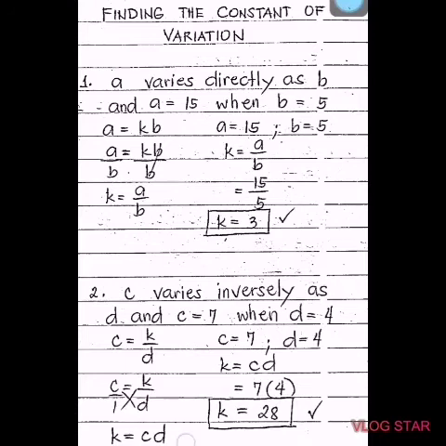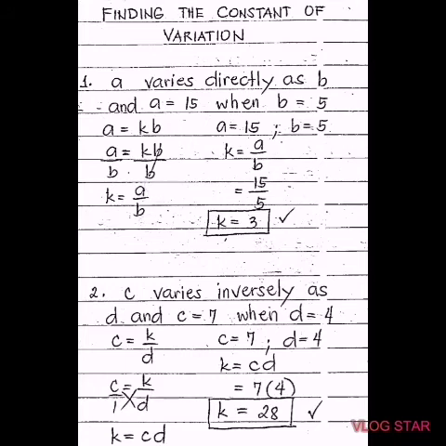Based dun sa definition ng inverse, the product is constant. The product of this quantity is constant. Kasi sa direct variation, the ratio, ito yun the ratio of this is constant sa direct. Sa inverse, the product is constant. Dito naman, the ratio is constant.